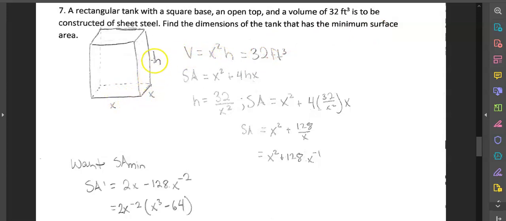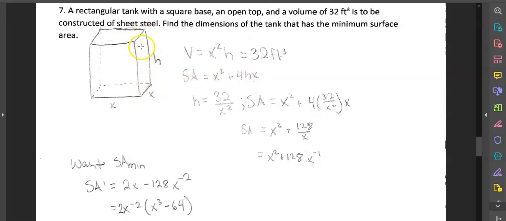So x times x times h, which is x squared h, is 32 feet cubed, which we know because it's given in the problem. But our surface area formula, the surface area means you add up the area of all of the surfaces. So our base is a square, so that surface is just x by x. That's why we have x squared.